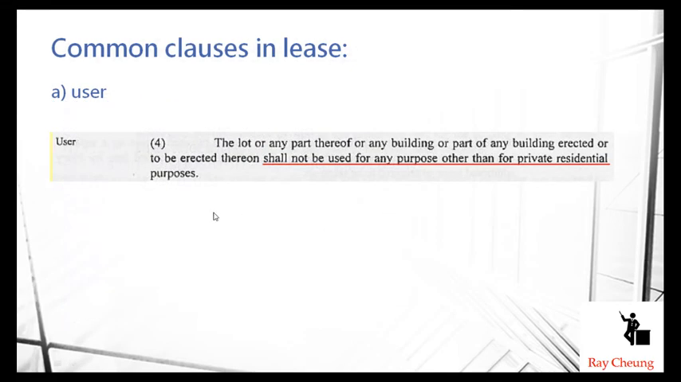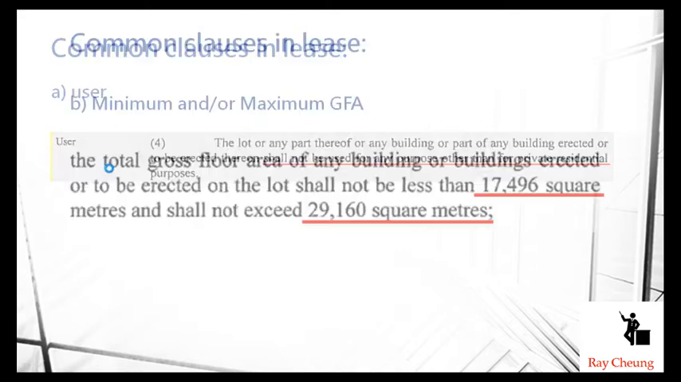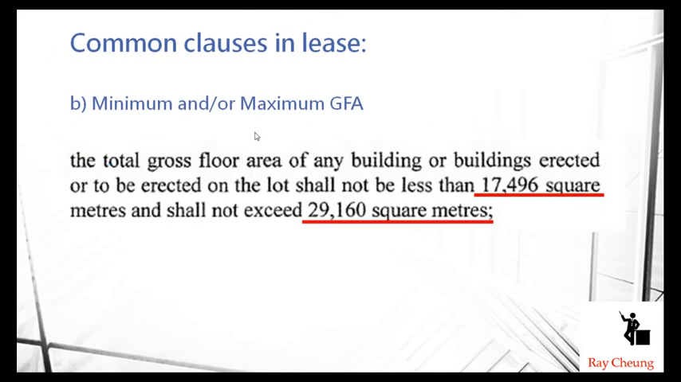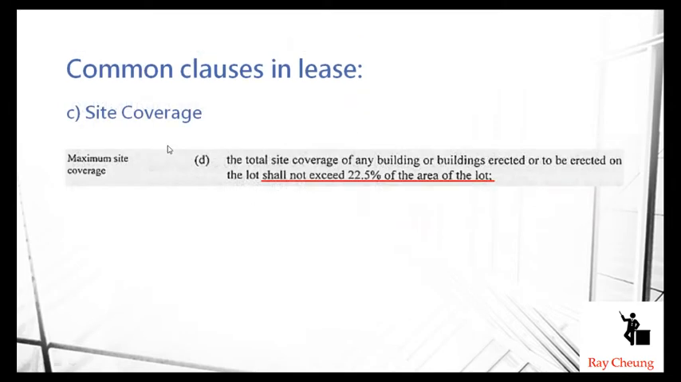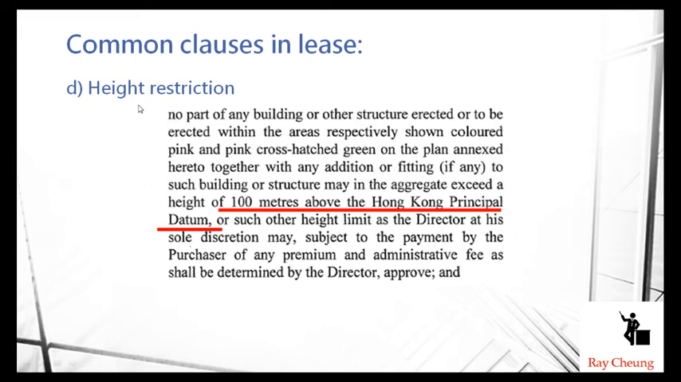The first one you will come across is that they sometimes restrict the use of the building. For example, if this is residential use, they will restrict it. Or sometimes they may cap the maximum gross floor area. This will be shown in the terms. And sometimes they also restrict the size with a maximum or minimum number for the site coverage.